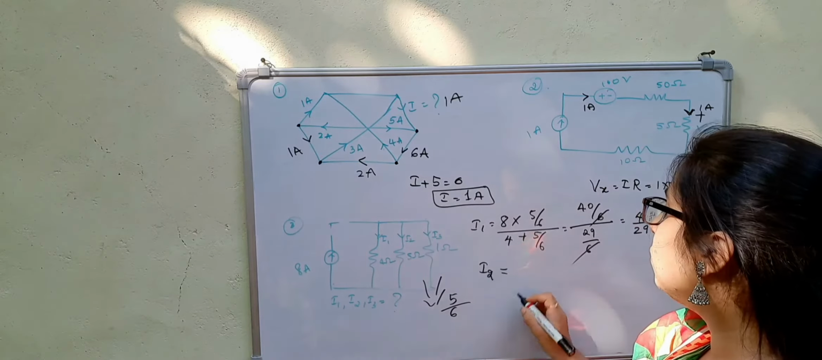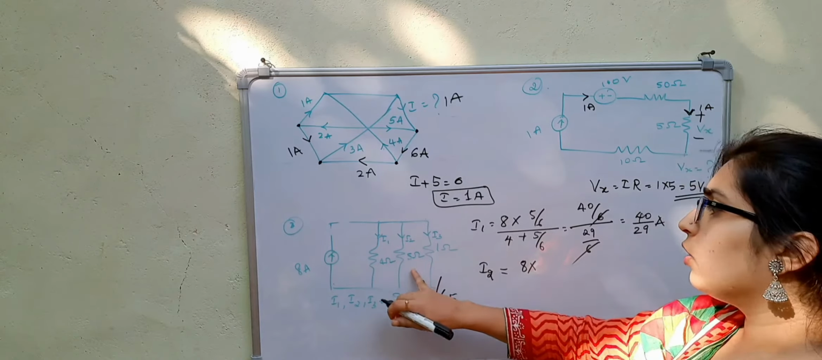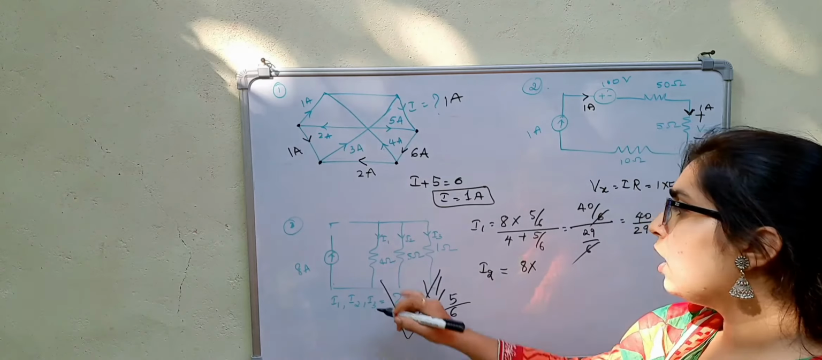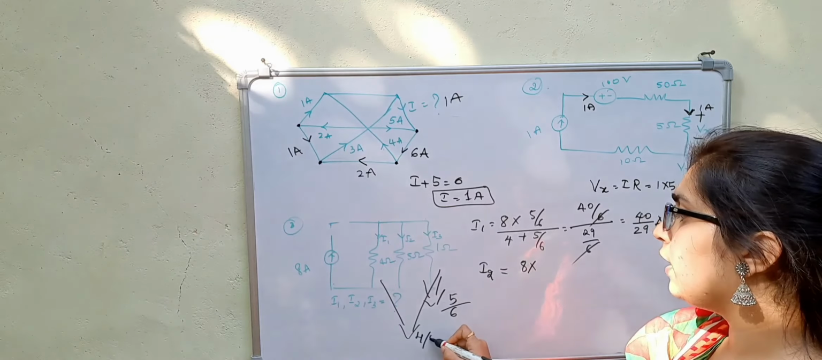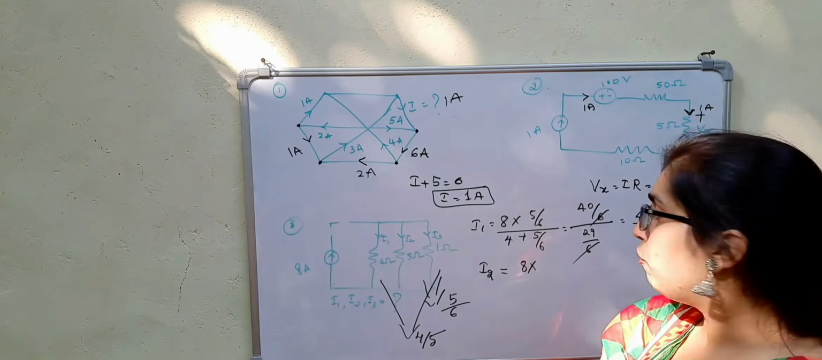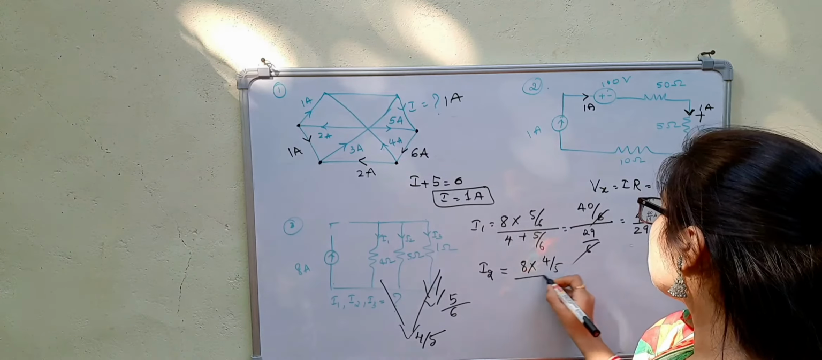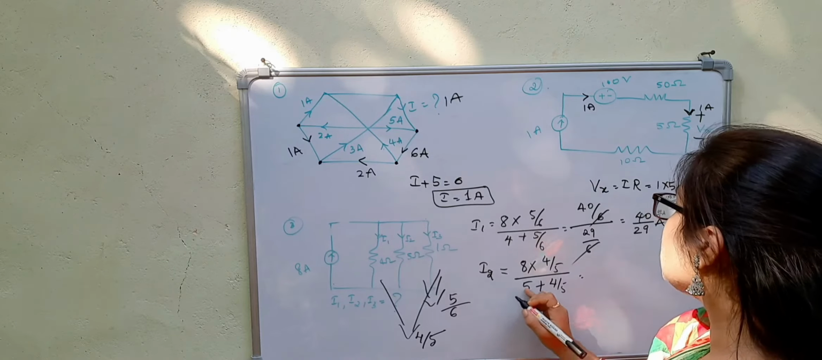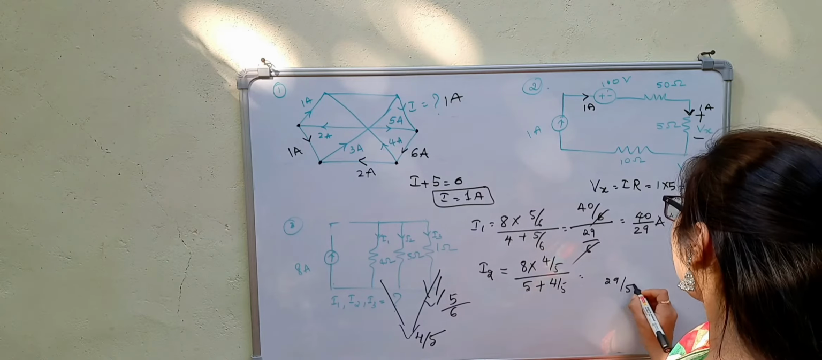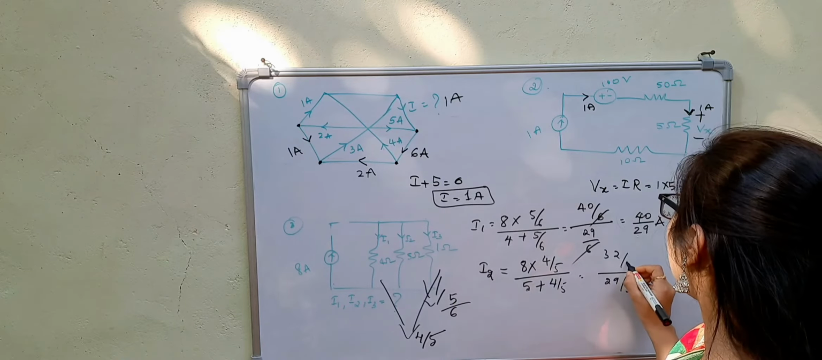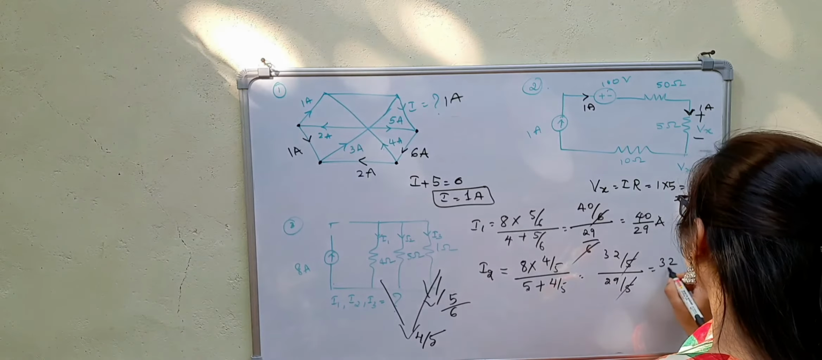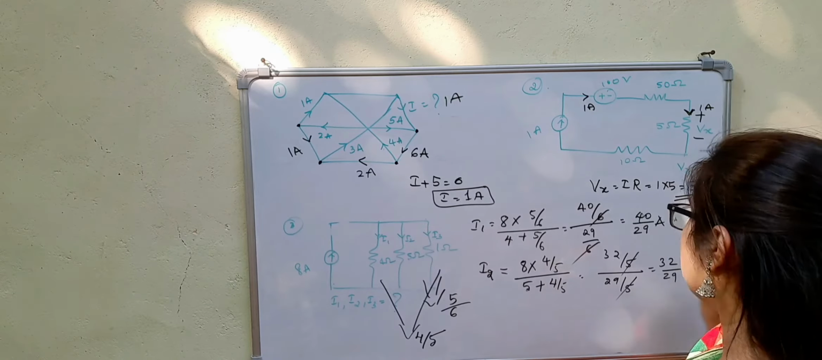Next is I2. Total current is 8. What is the resistance in the other two branches? It is 4 into 1 divided by 4 plus 1, so 4 by 5. That is divided by 5 plus 4 by 5, so this is 29 divided by 5. 8 fours are 32 divided by 5, the 5 gets cancelled, so this is 32 divided by 29 amperes.